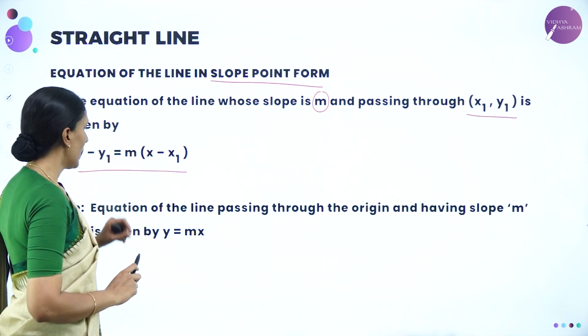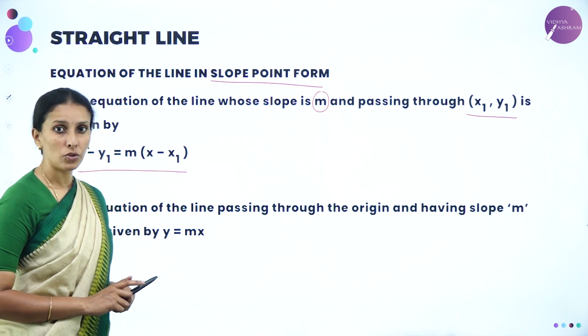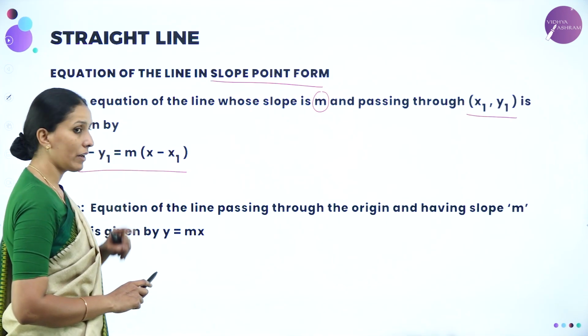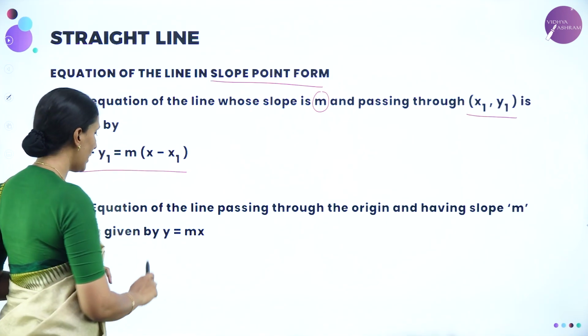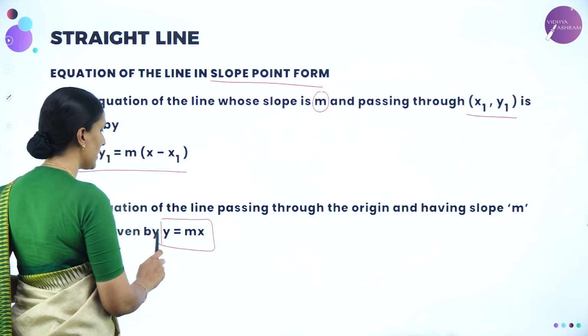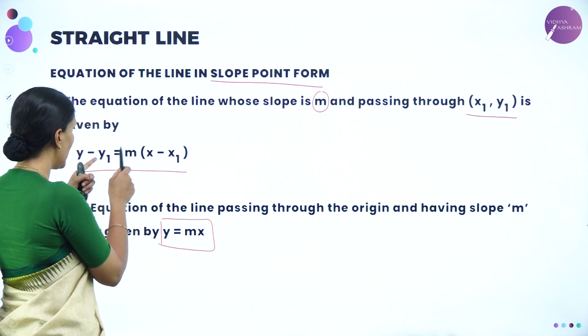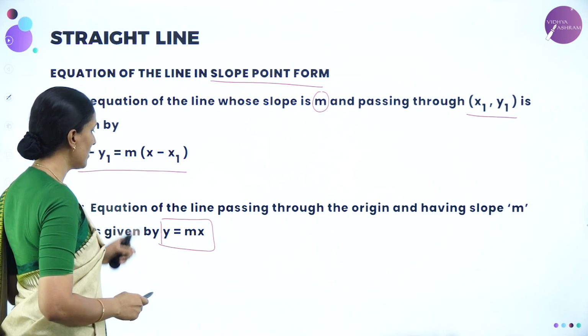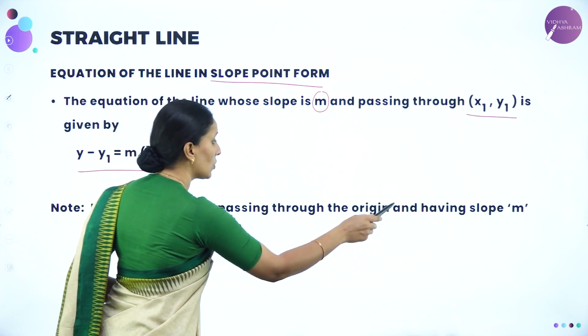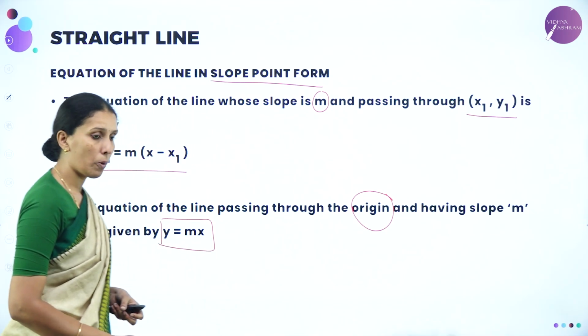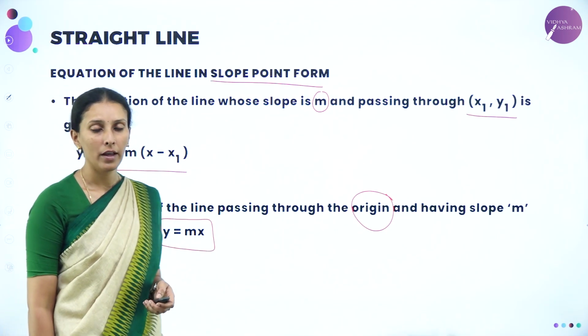Now suppose the line passes through the origin, then x1, y1 will be equal to 0. Then the equation of the line is just y is equal to mx. If you put 0 and 0 here, we'll get y here and mx here. Thus the equation of a line passing through the origin having slope m is y is equal to mx.